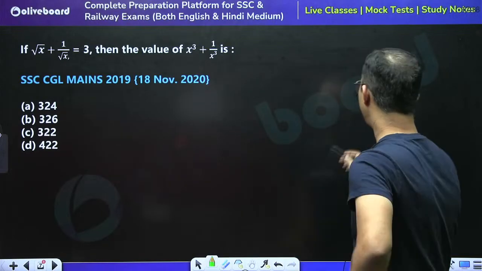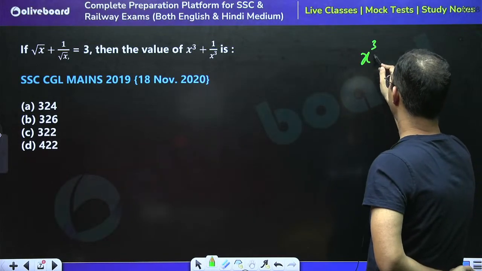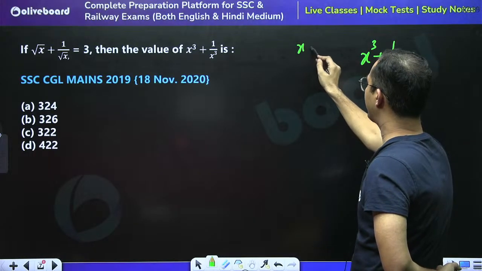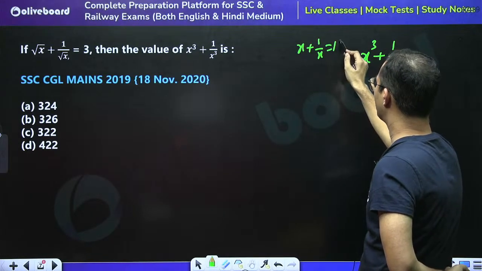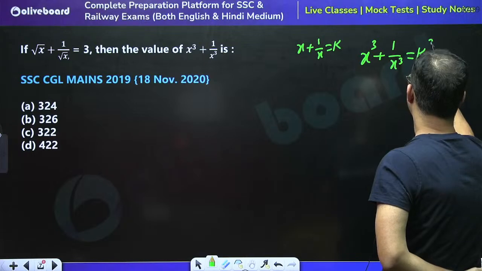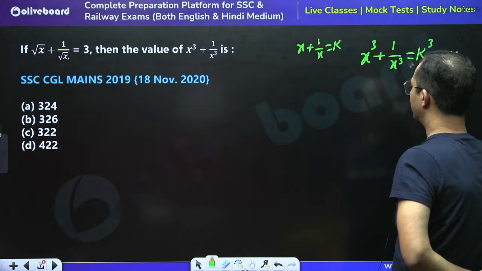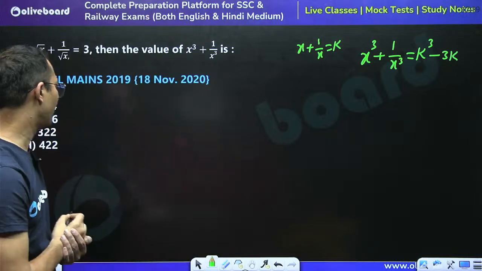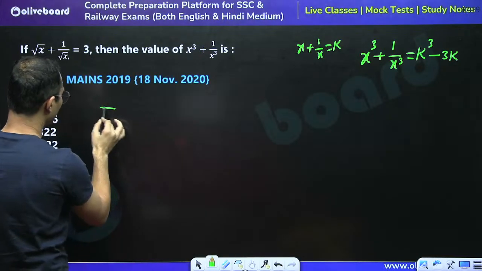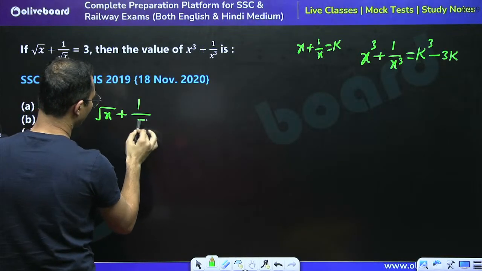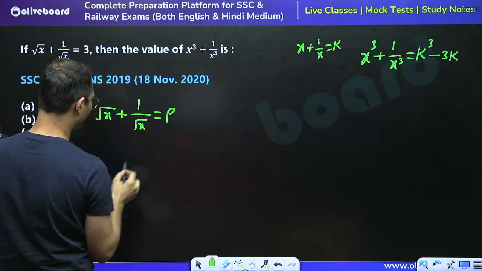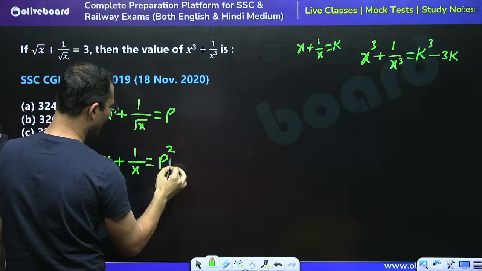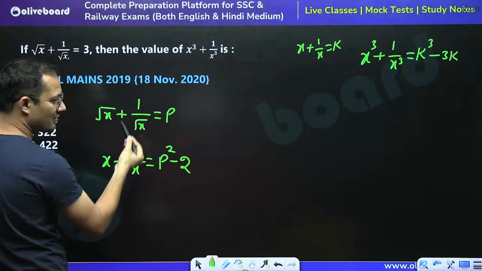See, if we have to calculate the value for x cube plus 1 upon x cube, so if I say that x plus 1 upon x is equal to k, we can say that k cube minus 3k. But here we have root x plus 1 upon root x. So we must know that if root x plus 1 upon root x is equal to p, the value for x plus 1 upon x is going to be p square minus 2. Just square it.